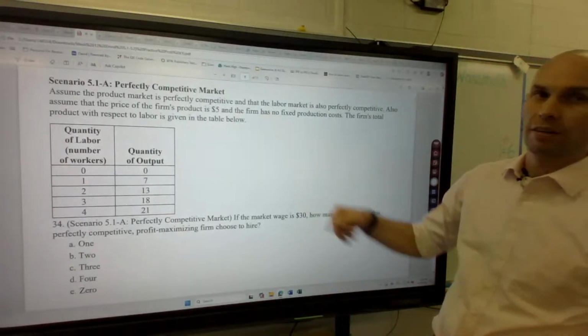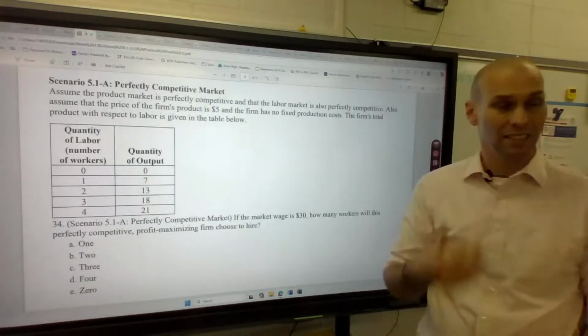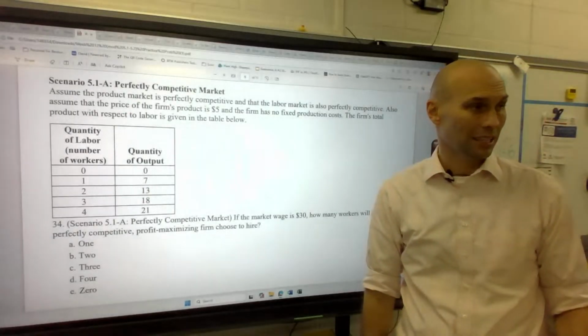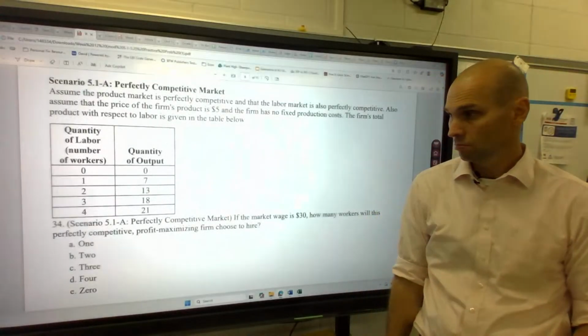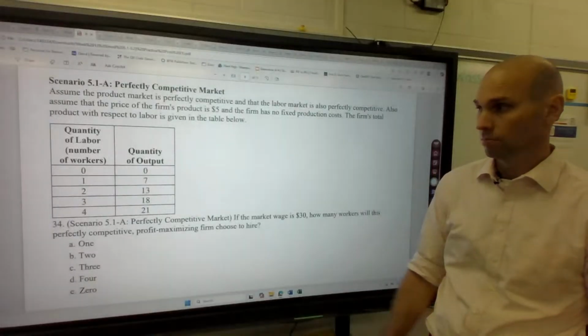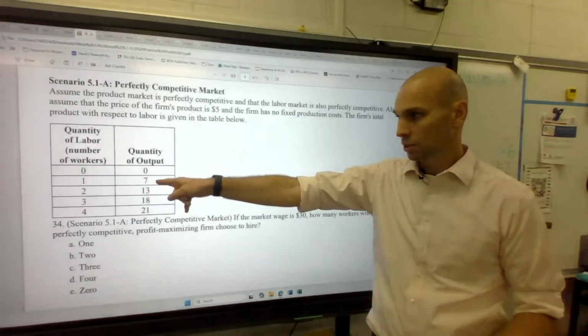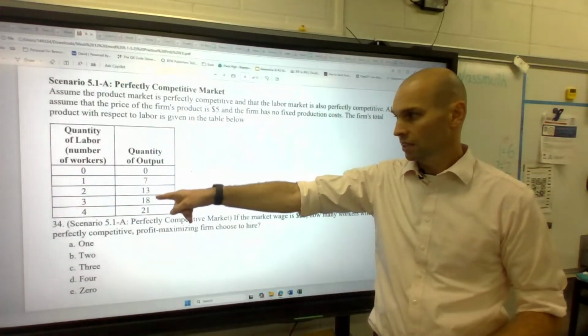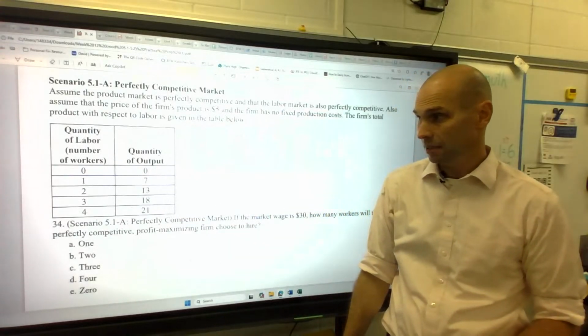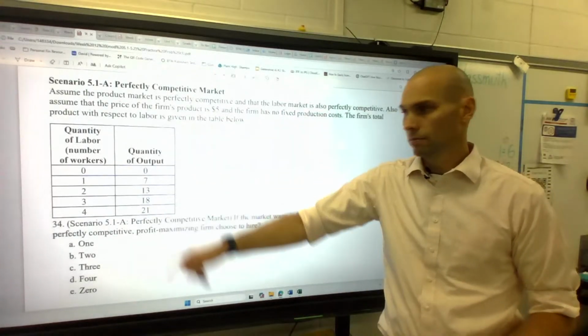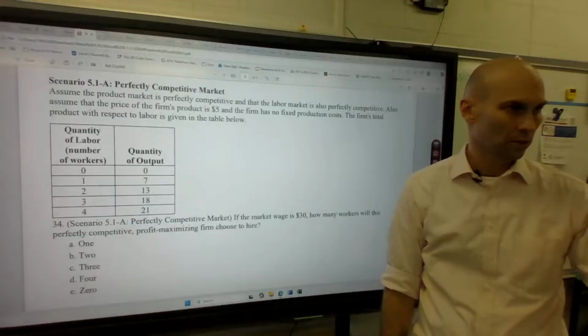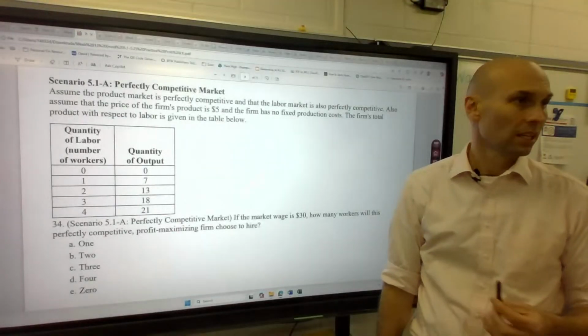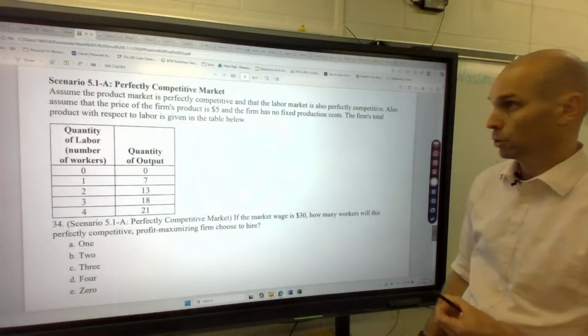By the way, 5 into 30 is 6. So if the marginal product is greater than 6, do it. If it's less than 6, don't. So do another first one. So that's going to be marginal product of 7. 7 to 13 is 6. So I do 2. 3 is 5. Don't do the third. The answer is 2. Guys got it? Yeah. Okay.